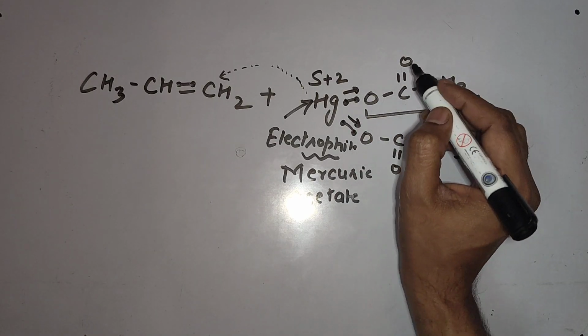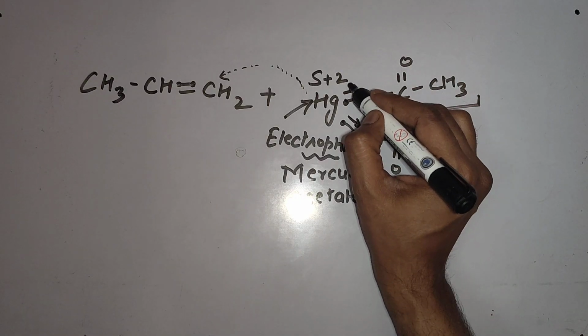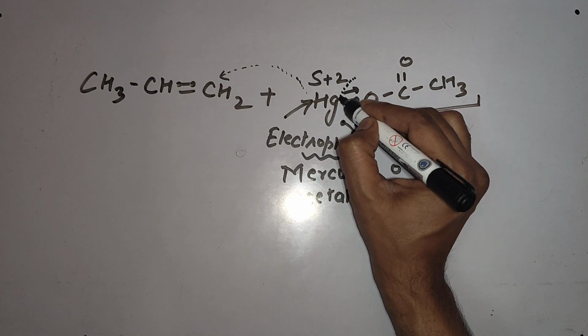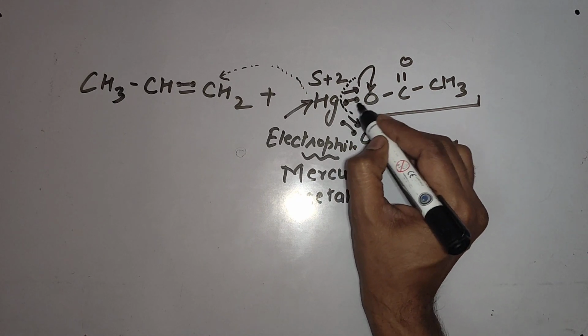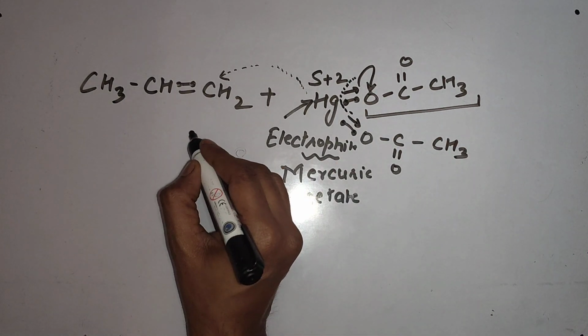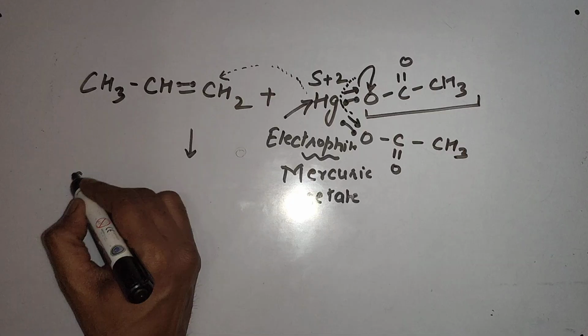Now mercury can make two bonds. Obviously one old bond will break. Suppose this bond is breaking. When bond will break, both electrons obviously will go toward oxygen because oxygen is more electronegative than mercury. Next condition will be this.